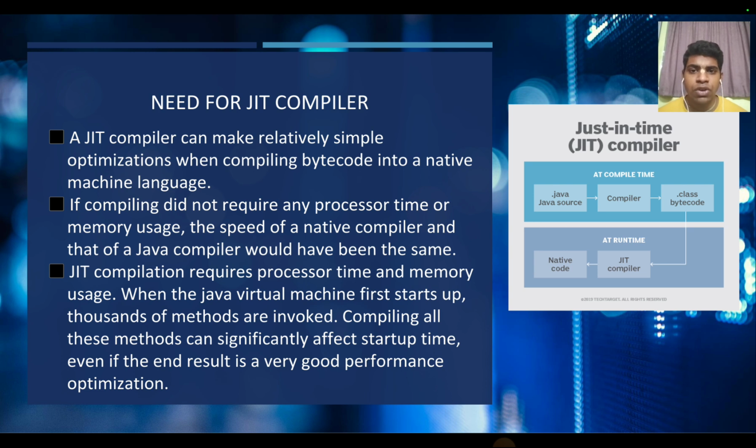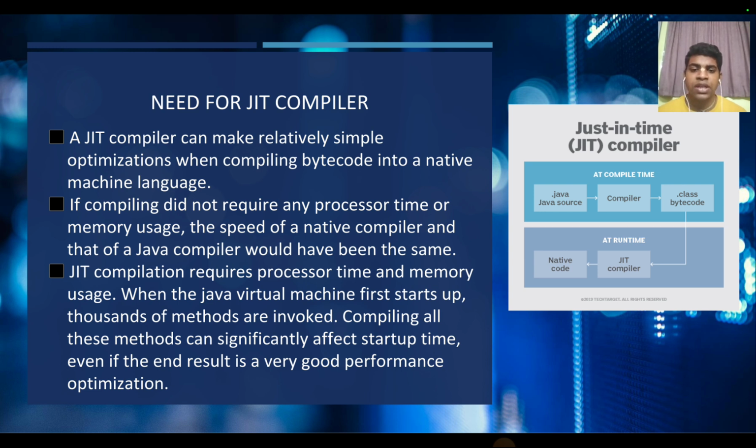Now, the need for a JIT compiler. A JIT compiler can make relatively simple optimizations when compiling bytecode into native machine language. If compiling did not require any processor time or memory usage, the speed of a native compiler and that of a Java compiler would be the same. So when there is no compilation required, there will be no difference in time or speed. JIT compilation requires processor time and memory usage.